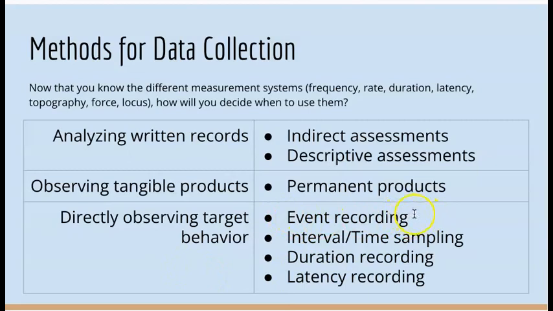Event recording, which is looking at the frequency or count of the behavior, looking at tally marks. Interval recording, time sampling recording, is when you're dividing your observation period into intervals of seconds or minutes, and you are observing at the end of each interval for a momentary time sampling example.